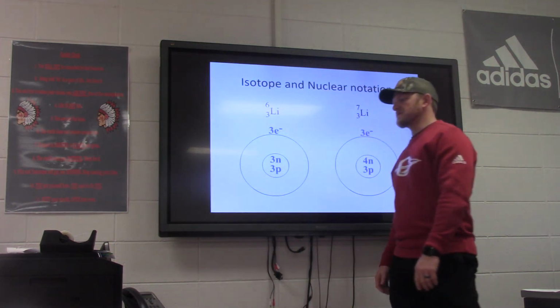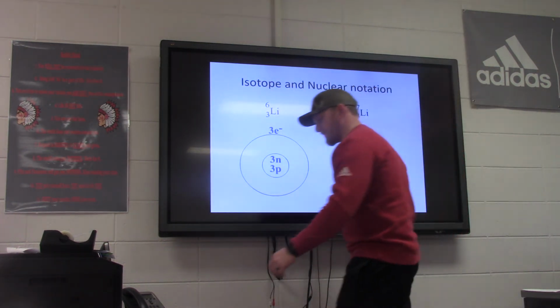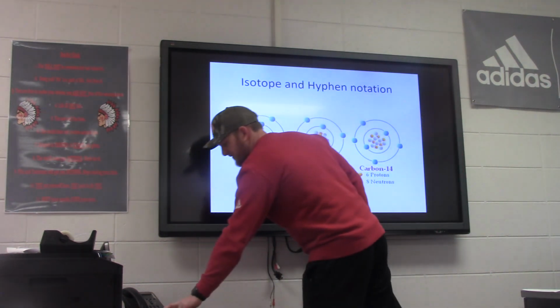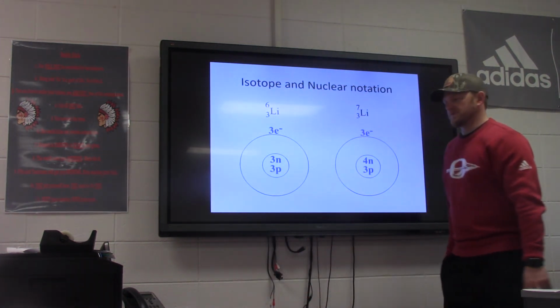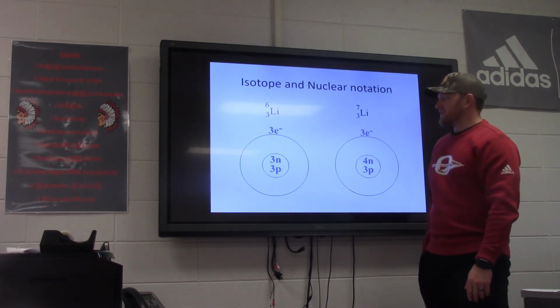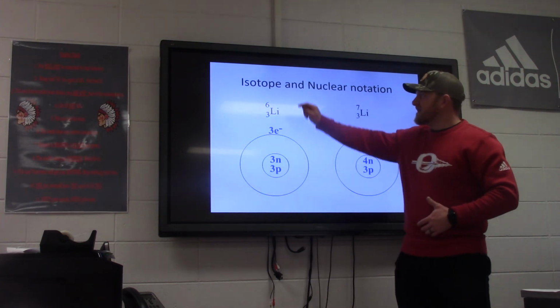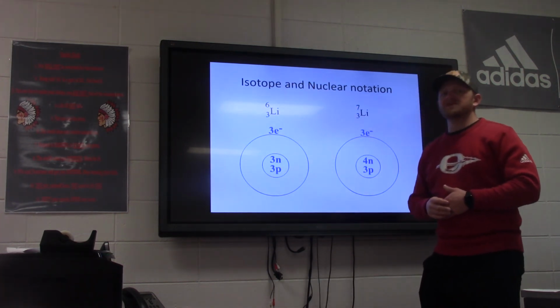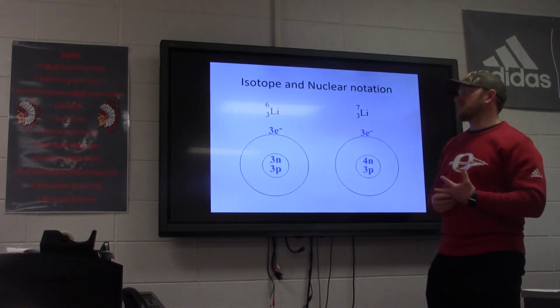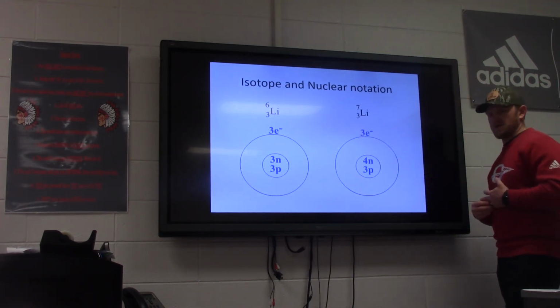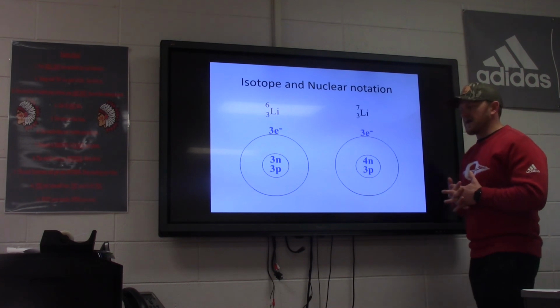Hyphen notation. Sorry, let me go back. This is isotope and hyphen notation, the way it's written. This way is written as nuclear notation, okay? So with this one, we know we've got 3 neutrons, 3 protons. We add those together, that's going to equal 6. So the atomic mass is on top, 6 is on top, the atomic number is on bottom, which is lithium. This is a different isotope of lithium because it has 4 neutrons. So the weight carries a factor.